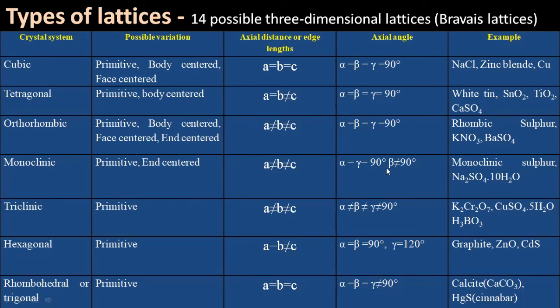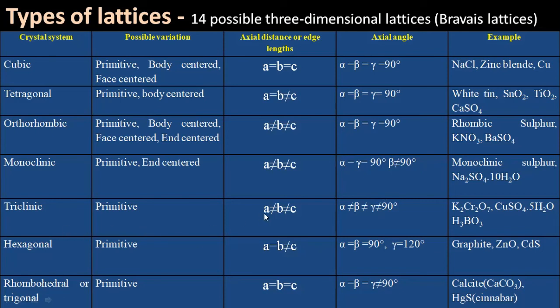And then the angles, edge angles, angles between the edges, or it is also called the axial angle. So here in the monoclinic, beta will not be equal to 90 degrees. Alpha and gamma will be equal to 90 degrees, but beta will not be equal to 90 degrees.